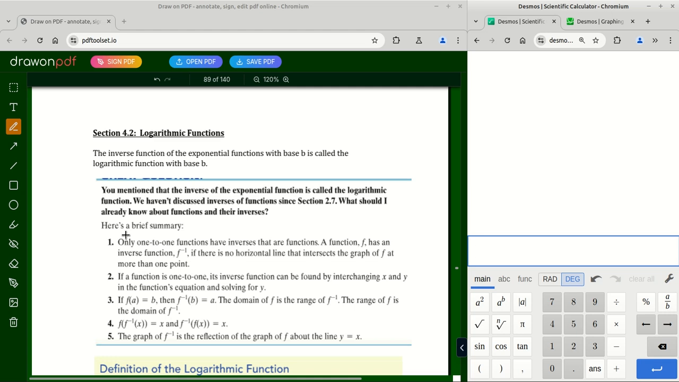Hello everyone, this is a video lecture for Algebra 1314. We're going through the workbook. We're in 4.2, logarithmic functions, yeah! Okay, well, I'm just making it exciting.